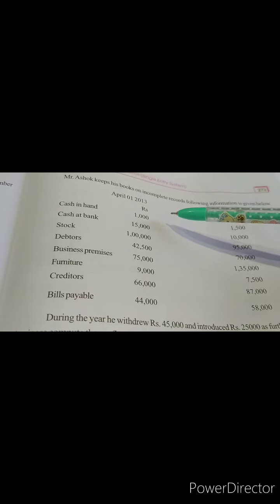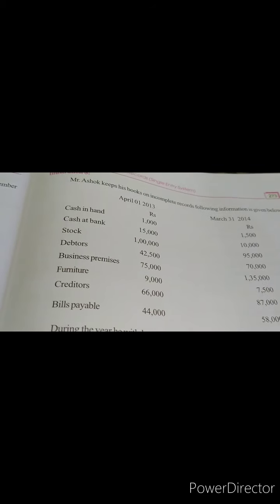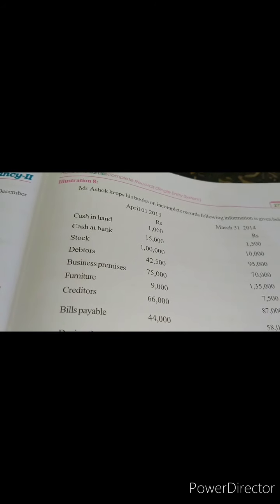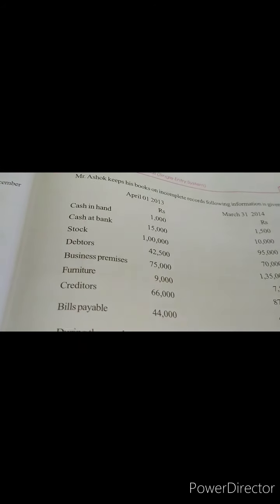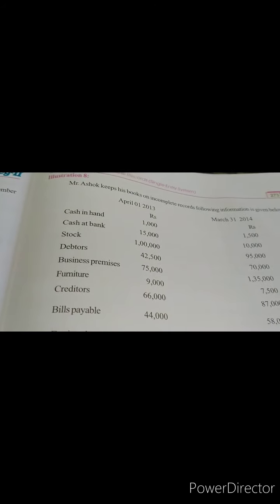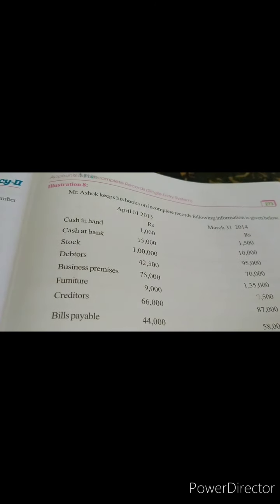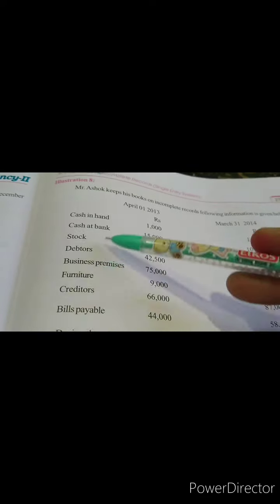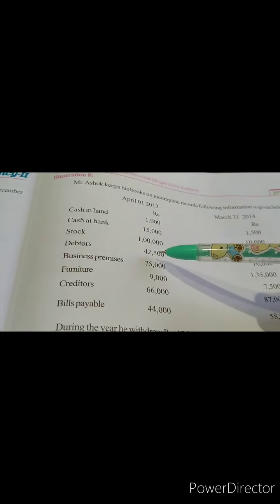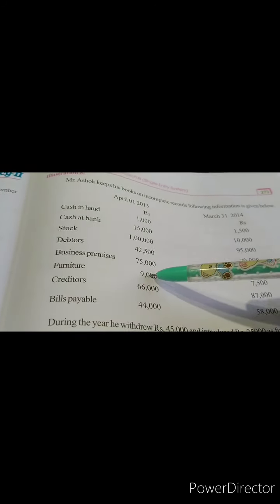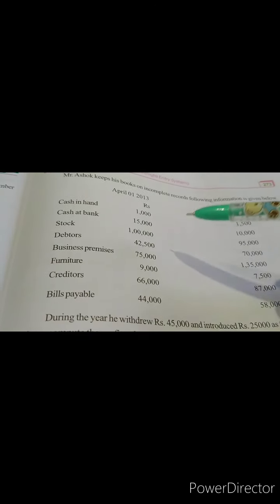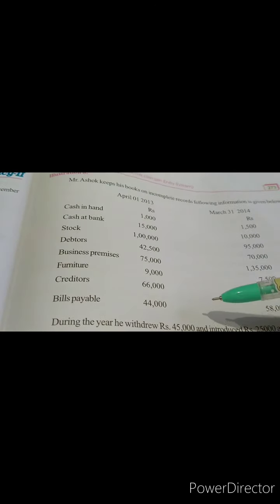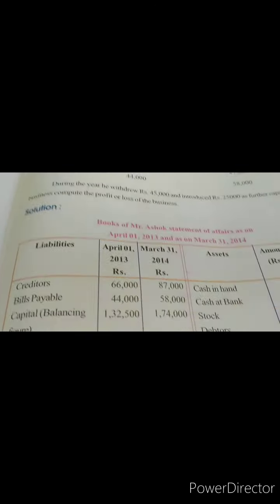So here we have to make 2 accounts. That is in the books of Mr. Ashok, statement of affairs as on April 1st, 2013 and also March 31st, 2014. So if we see all the headings given here are same for both the years. So rather than preparing 2 different accounts, what we can do is we can prepare one account and we can prepare 2 amount columns like this. Have a look.